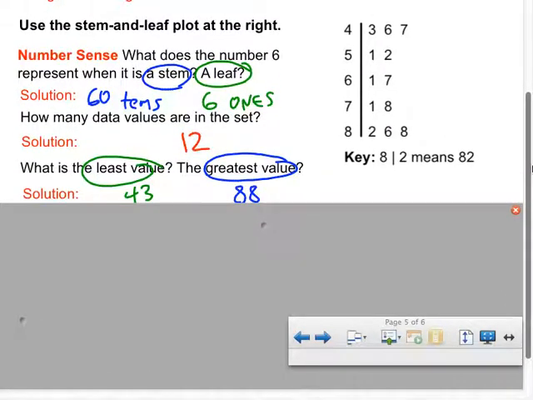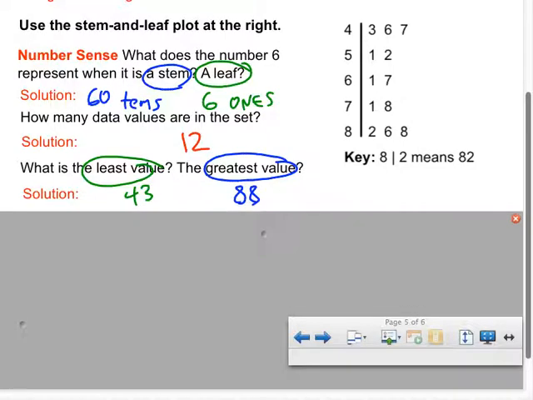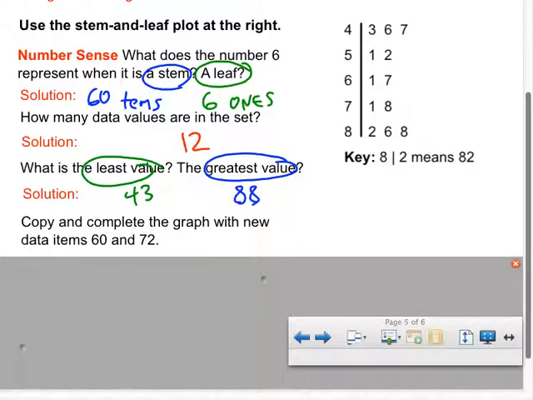So here's the stem and leaf plot, but shh, let's read this. Copy and complete the graph with new data items 60 and 72. So basically what they're saying is, whoever made this stem and leaf plot, they forgot 2 numbers. Fix it so that you have the correct stem and leaf plot. Then you can roll out once you fix it.